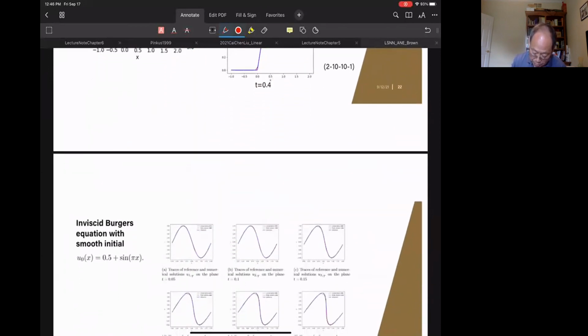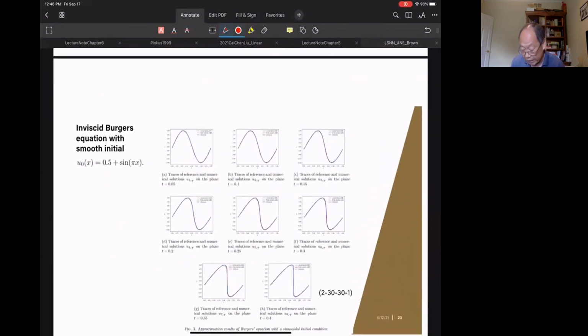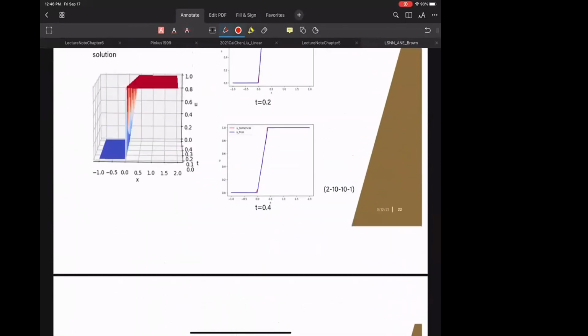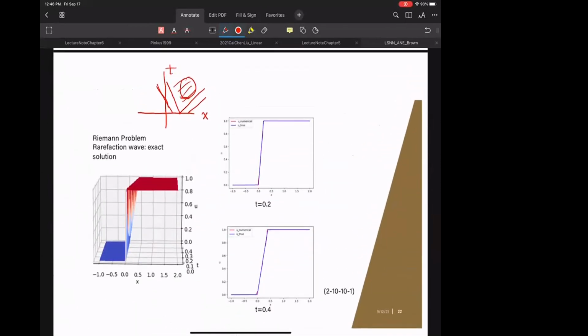Oh, there is one more example, when the initial data is more complicated. Can I ask a question? Yes. Like the entropy condition, how do we know that it is satisfied with a neural network?